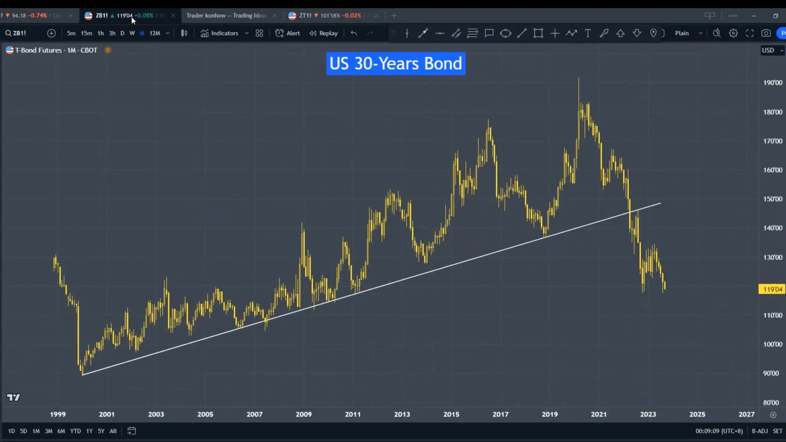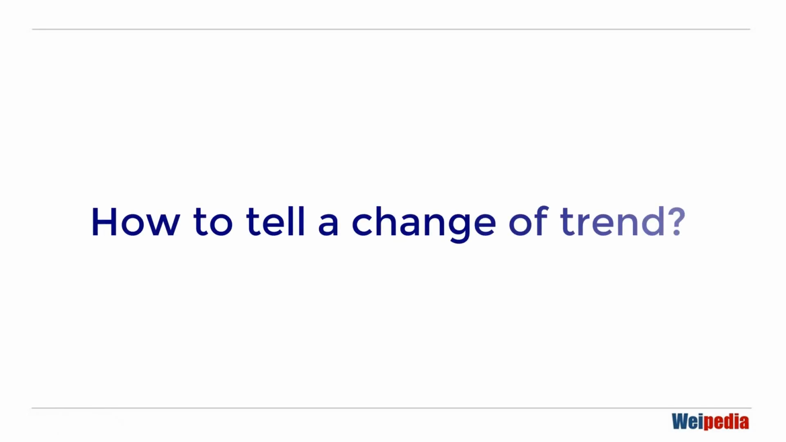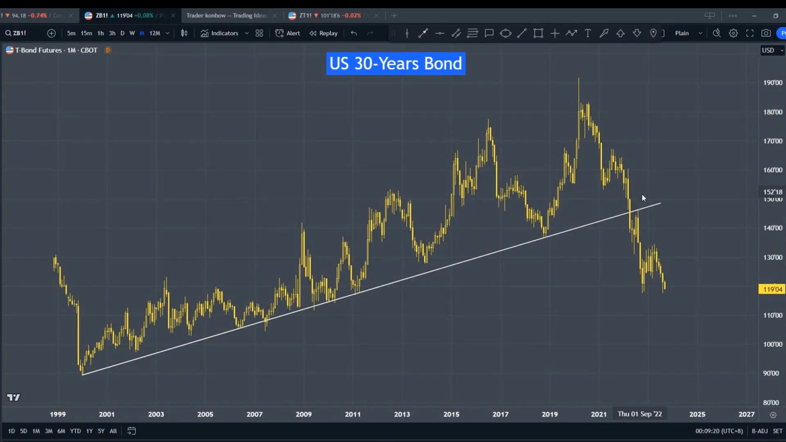Let's get into the technical before we study the fundamentals of US bonds. How do we identify a classic uptrend line that's being broken, and why is it important? Because once it is broken like this, it also means that there's a transition from a long-term uptrend to a long-term downtrend. First of all, how to identify a classic uptrend line?